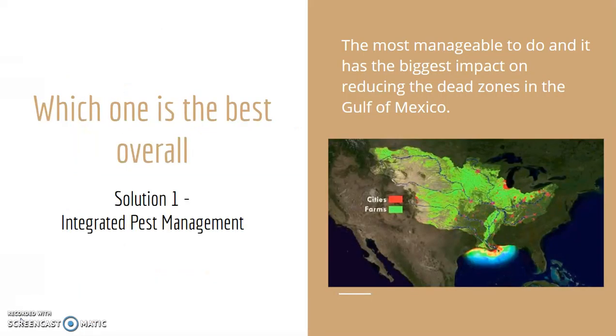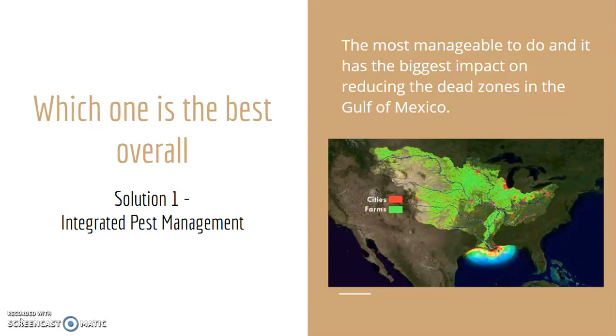So which solution would be the best one to reduce dead zones in the Gulf of Mexico? Well, the first solution, which was integrated pest management, is the best one to reduce hypoxia and dead zones in the Gulf of Mexico, because out of all the solutions that we presented, this one is the most manageable to do, and it has the biggest impact. The abundant nitrates and phosphates in the inorganic fertilizers that farms use causes algae blooms and ultimately dead zones from the hypoxia in the water.